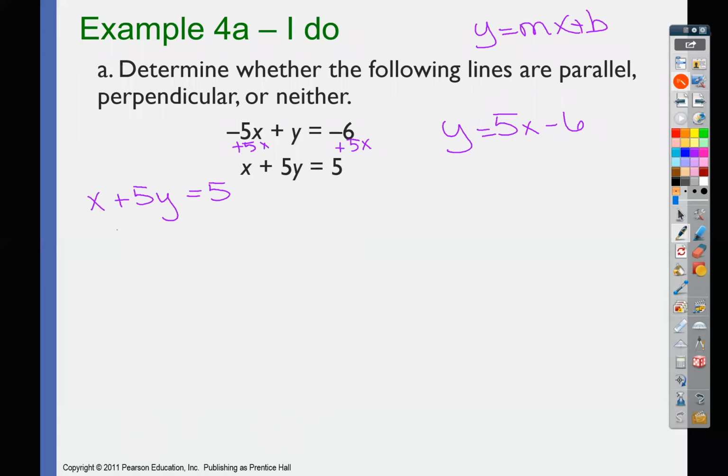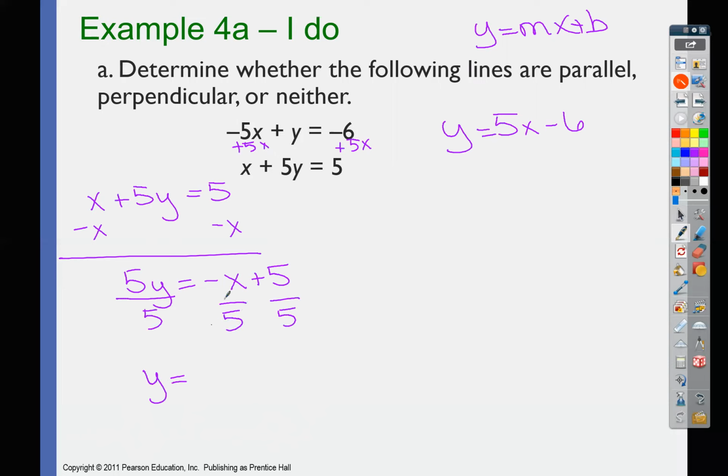Okay, so I want to get it in slope-intercept form. So first I need to subtract the x. And then I'm going to divide everything by 5. So when I do that, I get, remember there's a -1 here, so -1/5 x plus 1. Now look at your slopes. So in here you have a +5 versus a -1/5, so you say they're perpendicular. This is the symbol for perpendicular because it forms a perpendicular line.